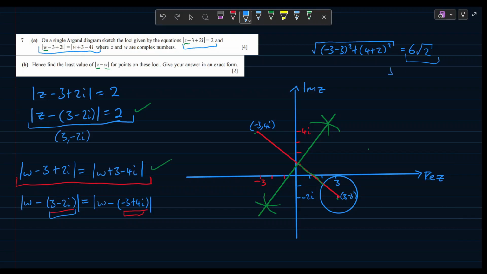So half of 6 root 2 is going to give us 3 root 2. Alright, so it means the distance from the circumference of the circle to the perpendicular bisector, which is the shortest distance between z and w, because all these other points would have a larger distance. It means that distance is going to be equal to 3 root 2, which is the length from center to perpendicular bisector, minus the radius of our circle, which is 2. So 3 root 2 minus 2, and that's going to be our final answer.